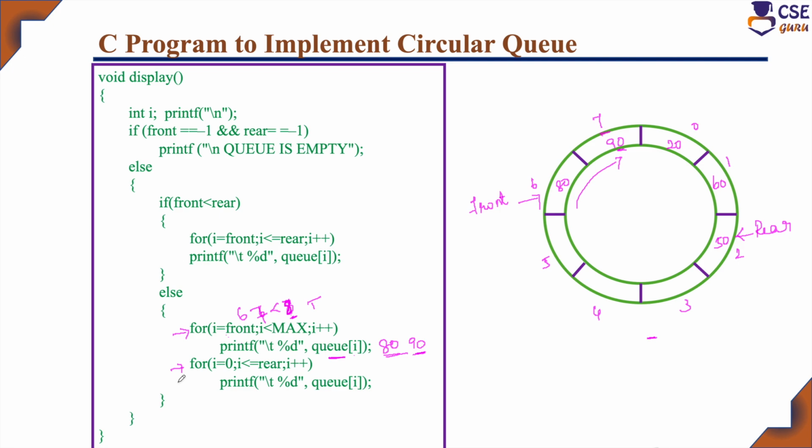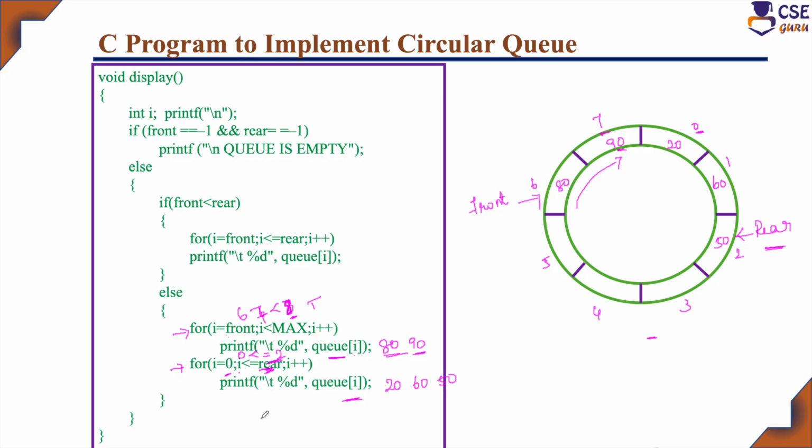Then using another for loop, what we have to do is i is equal to 0, from the 0th memory location up to this rear memory location. i less than or equal to rear position, that is 0 less than or equal to 2. Up to these positions, it will display the circular queue like this. So here it will display 20, 60 and 50. Then this for loop condition fails and it will exit.